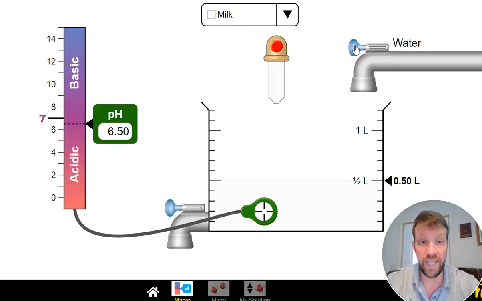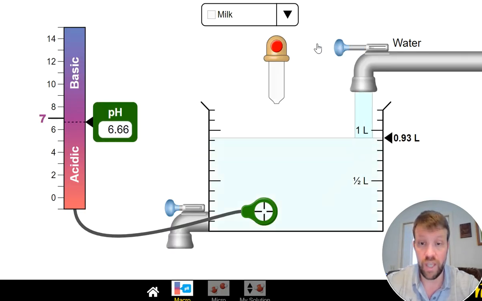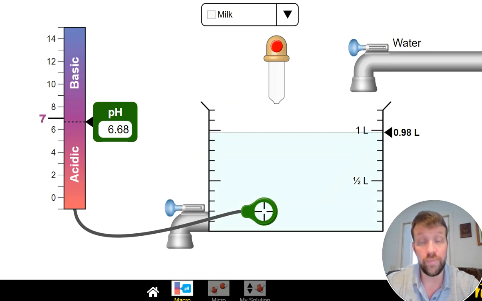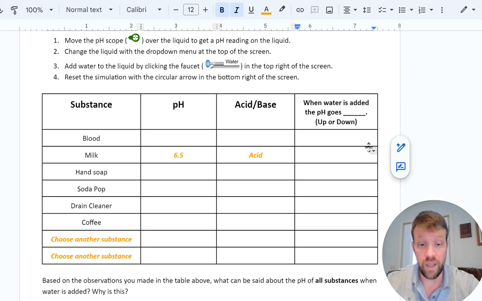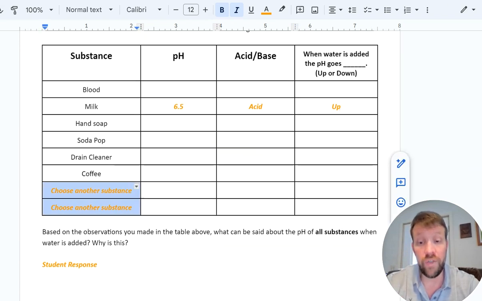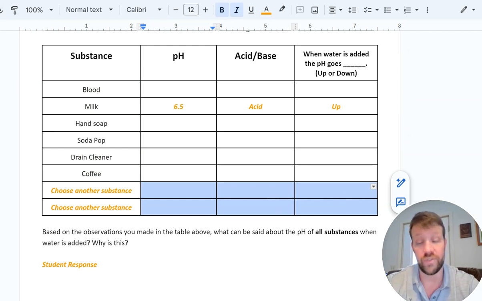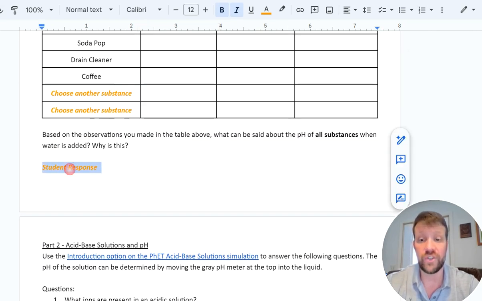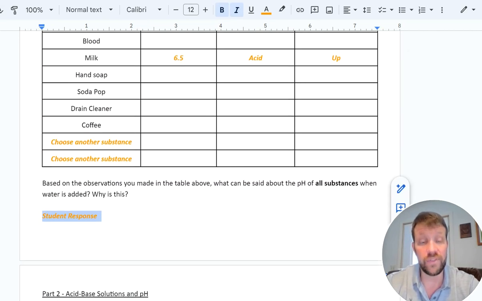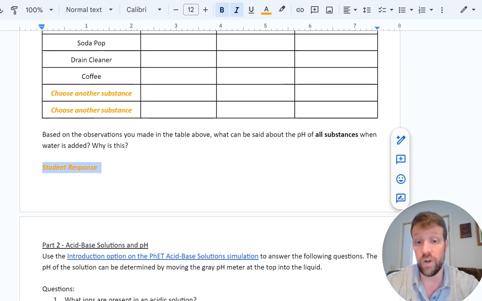So I'm going to jump back and I'm going to pull this little lever and add some water. And notice the pH is going up. And that's all it wants you to know right there. Up. Okay, we're going to do that for each of these. You're going to pick 2 other substances that are not listed here and do the same thing. Fill out the table for those as well. And then answer this question right here that talks about what happens to each of them as you add water.